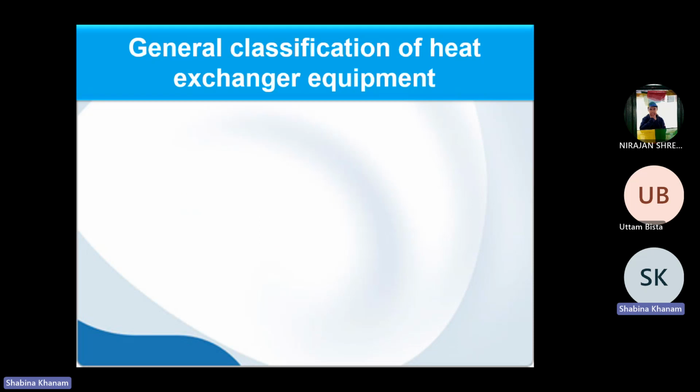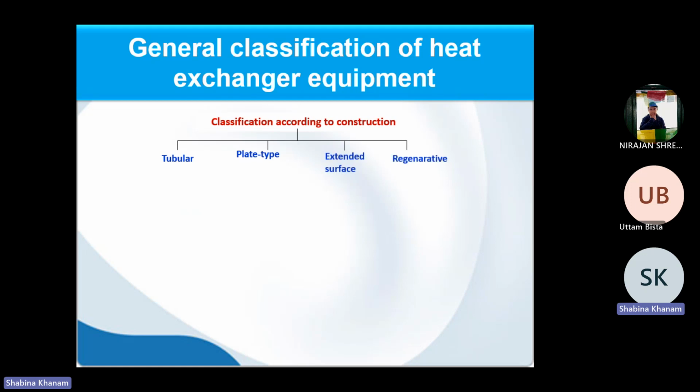And the next category we have is the classification according to construction. Here I have tubular heat exchangers, plate type heat exchanger, extended surface heat exchanger, and regenerative type. Let's start with tubular type. These will be further classified as double pipe heat exchangers, shell and tube type, spiral tube, and pipe coils.